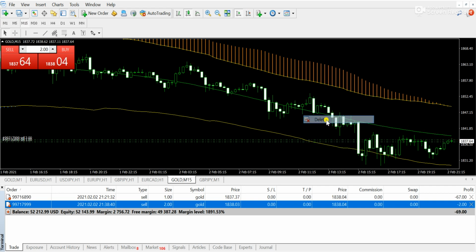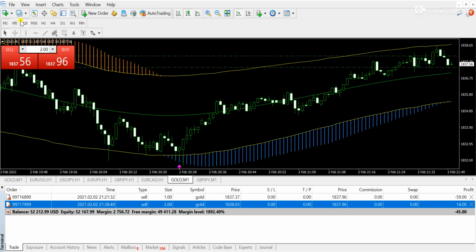So once you have identified the trend on the 15 minute, then you will wait for the market to come near to the yellow line, and then you will see if it takes the U-turn, and where it starts the rejection, then you can sell this. You can take a sell position on gold. That's what I did right now.